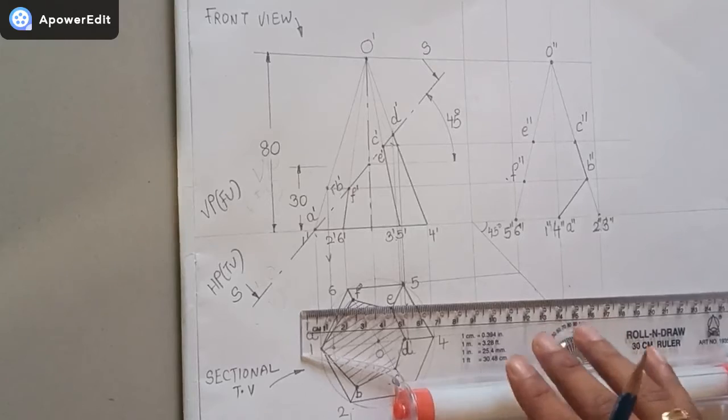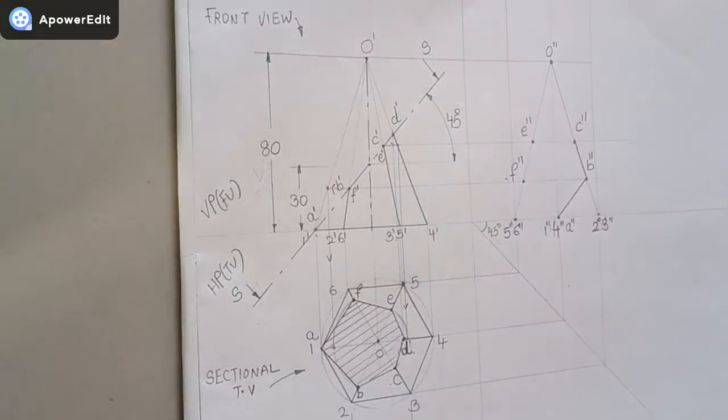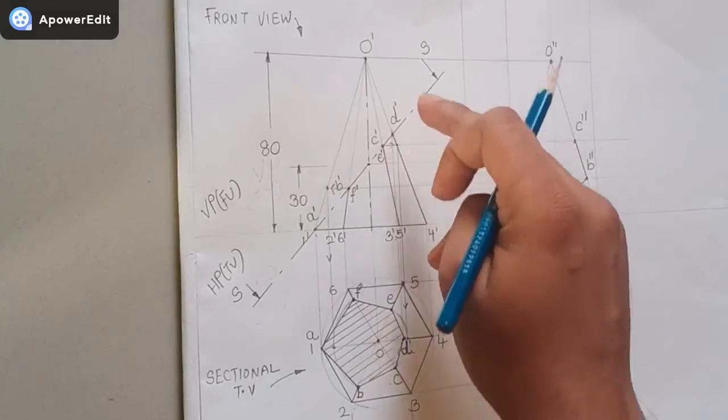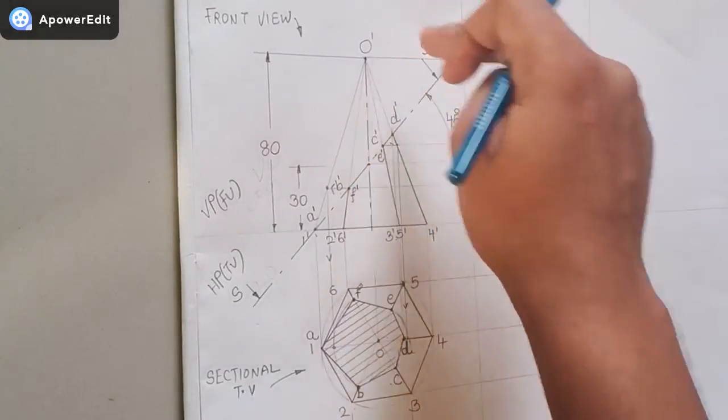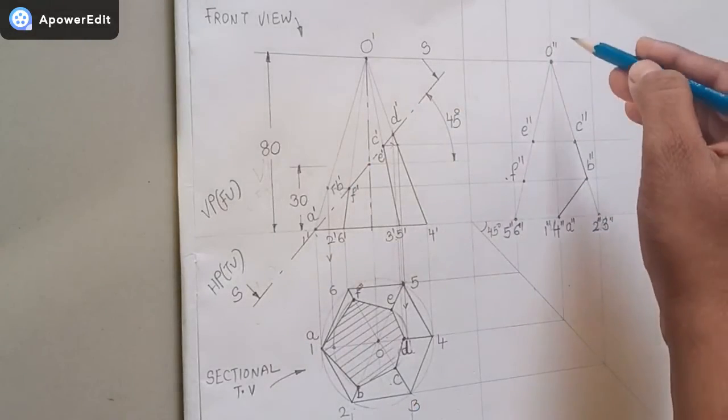Okay. Now I have joined A double dash, B double dash, C double dash. Now guys, I have to get the point D double dash. See here, D double dash is a point which is getting on the slant edge O dash 4 dash. Here O double dash 4 double dash is coming in between.